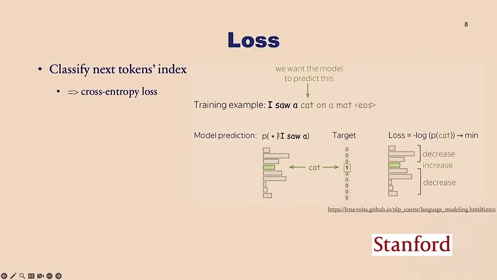And here, this is the actual... Do you see my mouse? Oh yeah, this is the distribution that you generated, and you do cross-entropy, which really just increases the probability of generating cat and decreases the probability of generating all the other tokens.